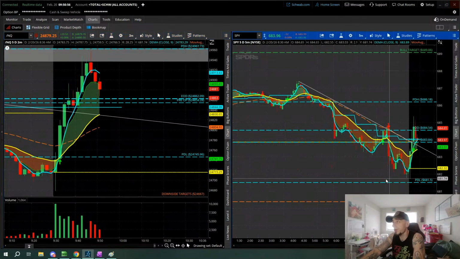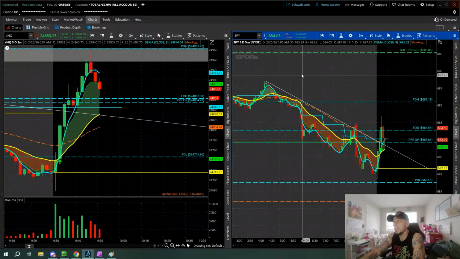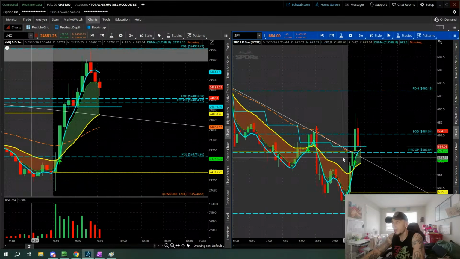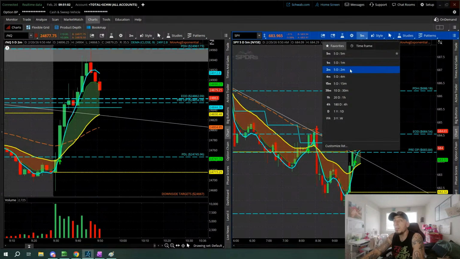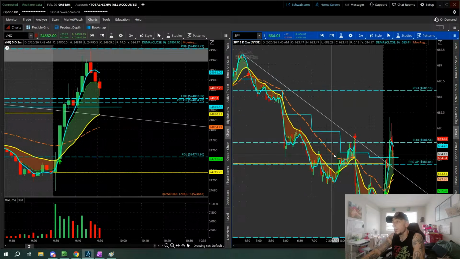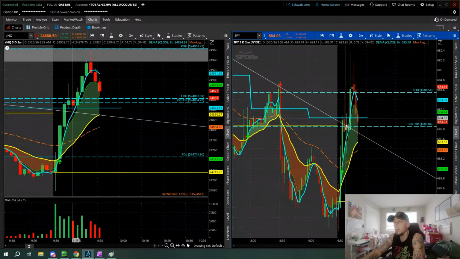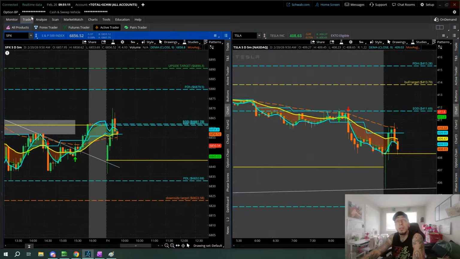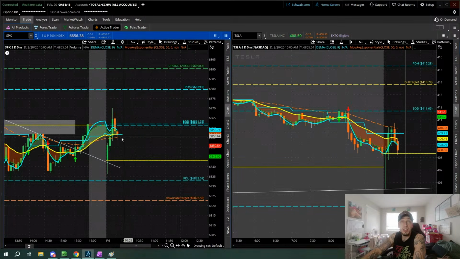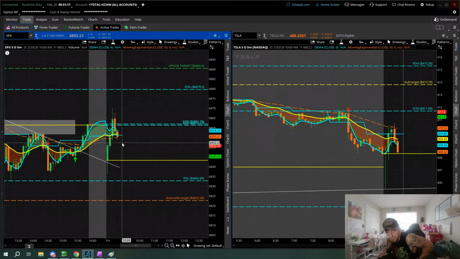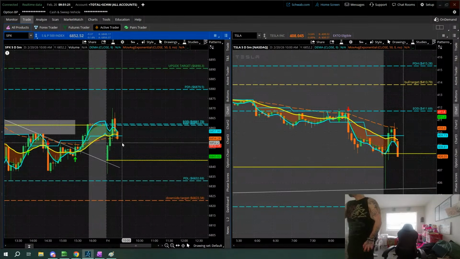Let's see if they can show up. We're retesting that trend right there. Let's see. SPX is looking a little weak. Hold up. Be right back.